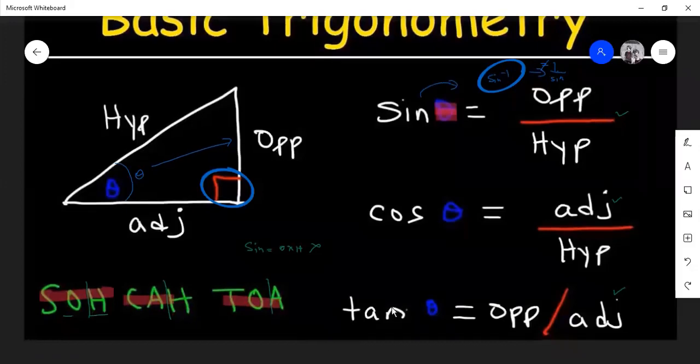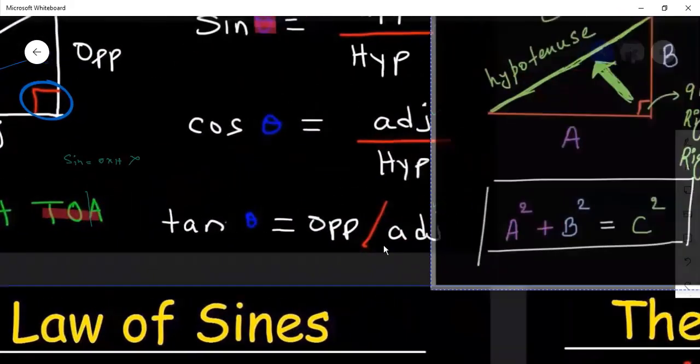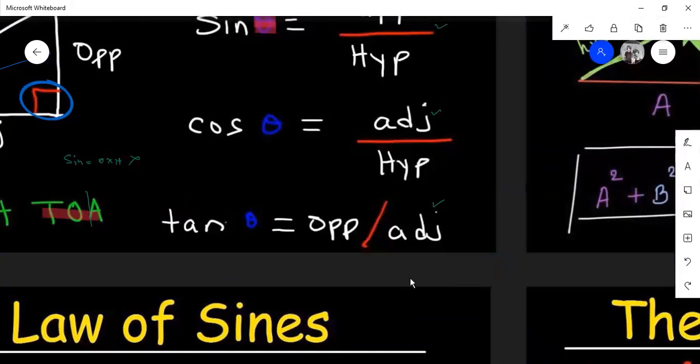Guys, I think my Microsoft Whiteboard is full of stuff, so it's starting to freeze already. Okay, never mind, doesn't matter.